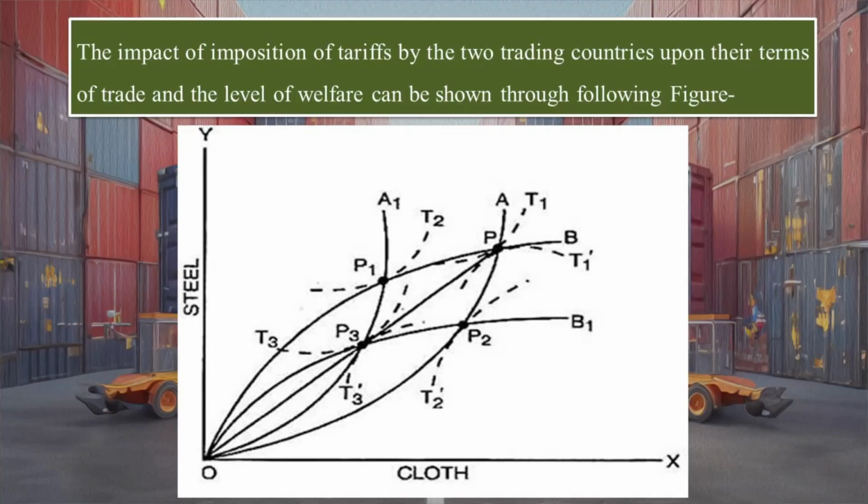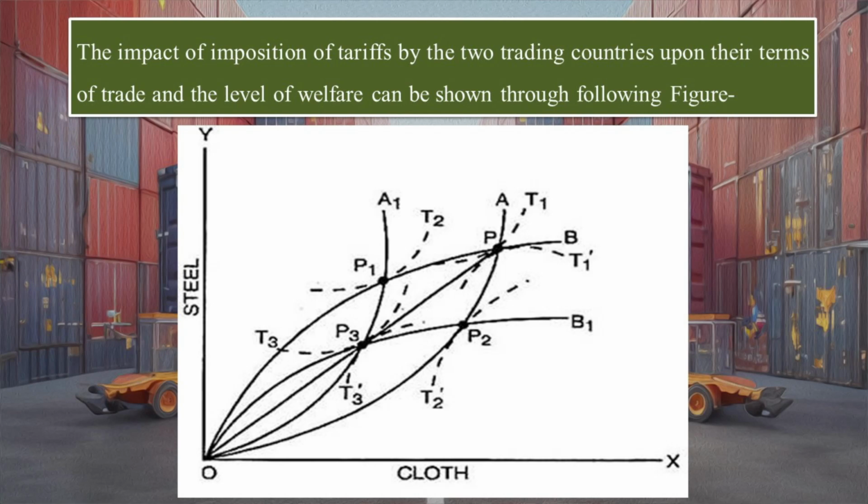It is suggested that both countries, the tariff imposing country and the tariff accepting country, should not go for this sort of policies like beggar-my-neighbor tariff policies. Rather, they should have some mutual understanding, and with the help of that understanding they should fix the rate of tariff. The impact of imposition of tariff by two trading countries upon the terms of trade and the level of welfare can be shown through the following figure.